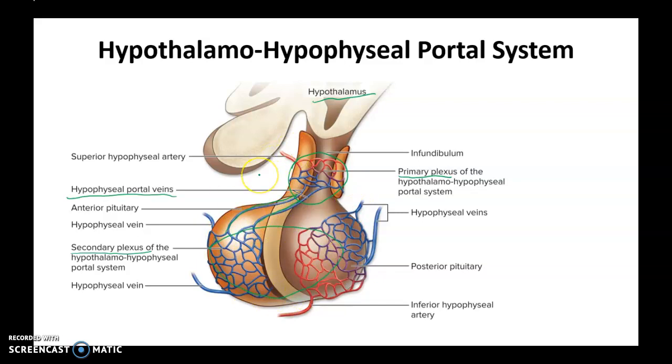This portal system is called the hypothalamo-hypophyseal portal system. It's really important, because the regulatory hormones that are produced by the hypothalamus are dumped into the first capillary bed, and then via the portal veins they are transported to the anterior pituitary gland. Okay, so the regulatory hormones reach the anterior pituitary via the hypothalamo-hypophyseal portal system. I'll stop here and then start with another video.